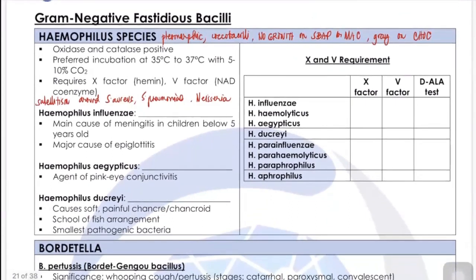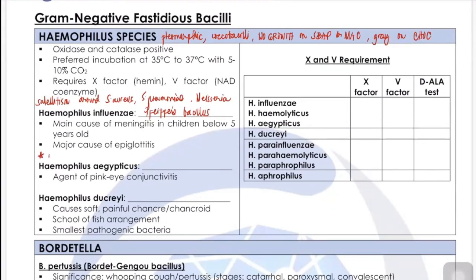We have first Haemophilus influenzae, which is otherwise known as the Pfeiffer's bacillus. Okay? So this is the main cause of meningitis in children below 5 years old and also a major cause of epiglottitis. Okay? So another thing natatandaan natin about this, recall question in my exam, Haemophilus influenzae is the organism that must be tested for beta lactamase production. Okay? Tinanong na yan sa aking exam.